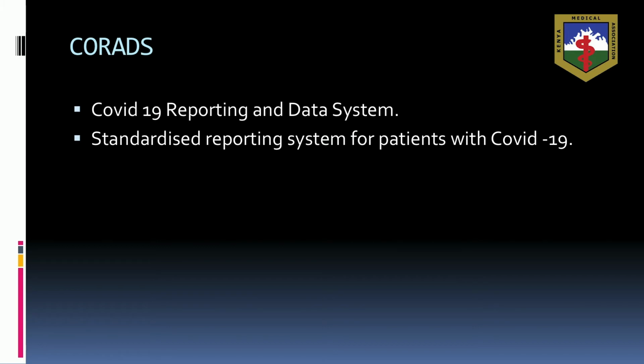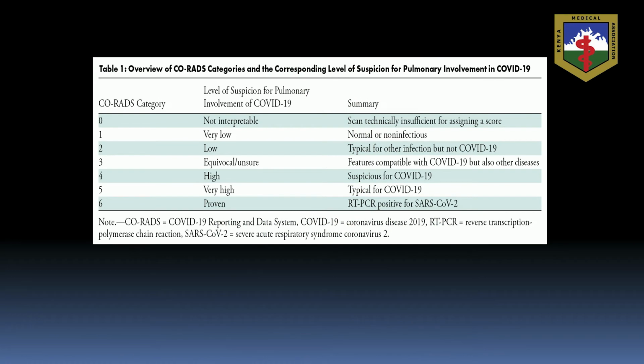So with this, you have the COVID-19 Reporting and Data System, and this is what you'll begin to see in your report. I will explain what it means. This is a standardized reporting system for patients with COVID-19 that was developed by the Dutch Radiological Society, and it was a way of predicting whether your PCR test would be positive. It was based on the grading: 0 meant not interpretable, all the way up to 6.